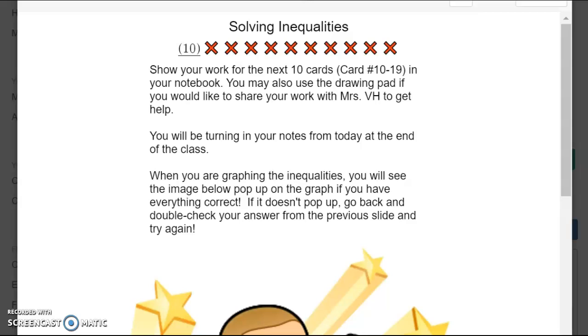Card number 9 is just a quick instruction on what's coming up for the show your work for the next 10 cards on your notebook, and you may also use the drawing pad if you would like to share your work with me to get help. And you will be turning in your notes from today at the end of the class. And when you're graphing the inequality, you will see an image below pop up if you are doing everything correct. If it doesn't, you need to go back.